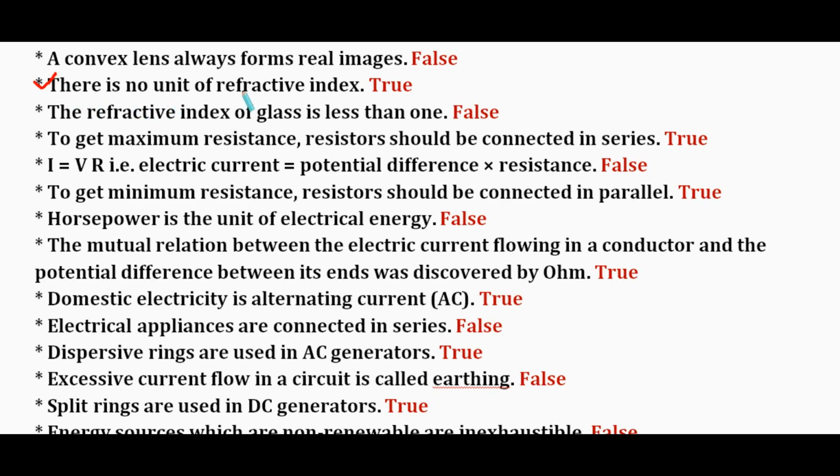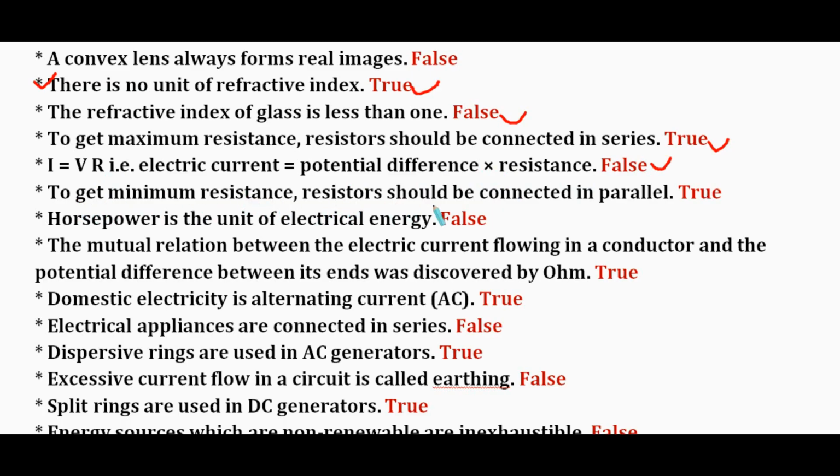The next question. There is no unit of refractive index. True. The refractive index of glass is less than 1. False. To get maximum resistance, resistors should be connected in series. True. I equals V/R, that is electric current equals potential difference divided by resistance. False. V equals IR.